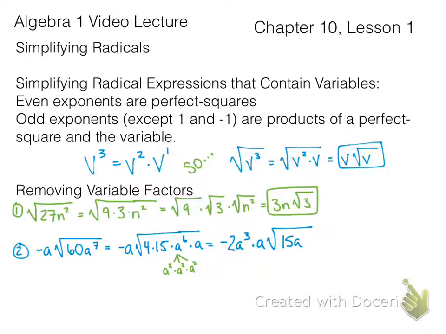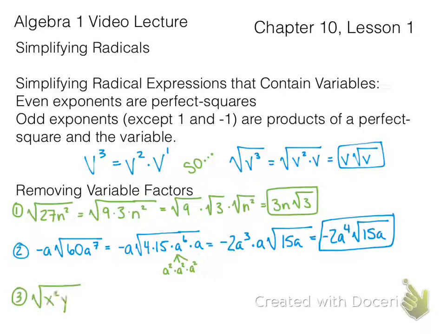And I'm going to get negative 2 times a to the third times a times the square root of 15a. All right, well, there's a little bit of simplifying I can do outside of the radical, and that's just negative 2 times a to the fourth times the square root of 15 times a.